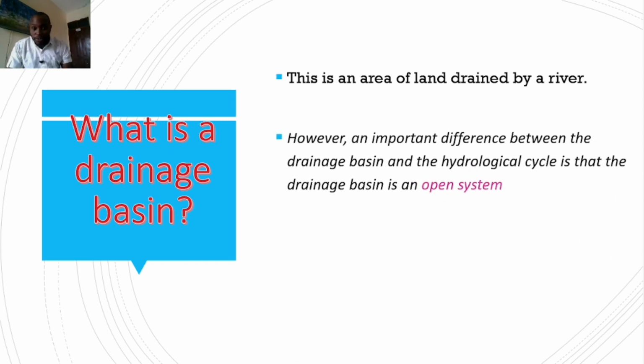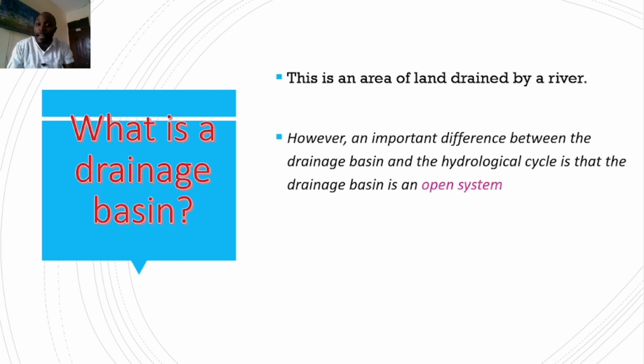Now, you should know the difference between the hydrological cycle and the drainage basin. I talked about the hydrological cycle last time. We say that the hydrological cycle is a closed system, which means that it has no water coming in or going out. It has no inputs and outputs. But that is completely different when you talk about the drainage basin, because the drainage basin is an open system. That means it has water coming in, it has water going out. That's what we call inputs and outputs.